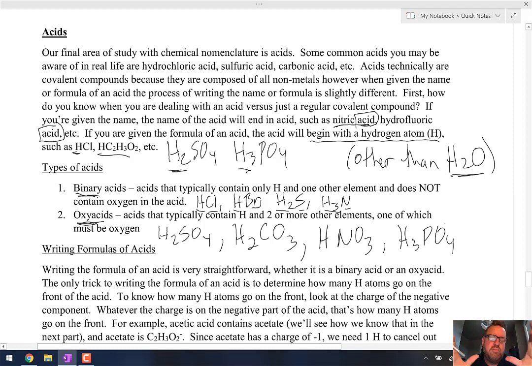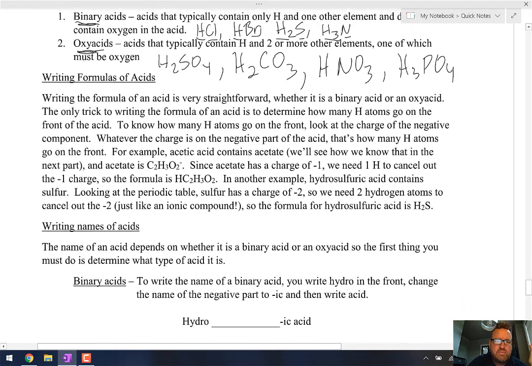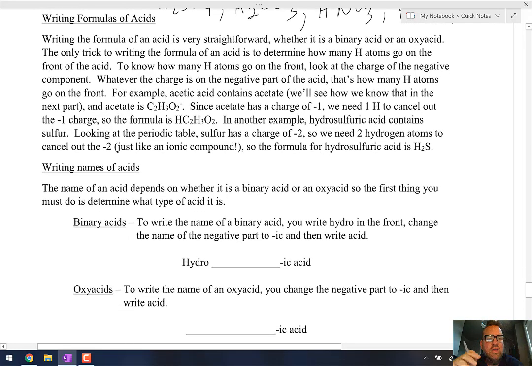Okay, next question. Who cares? Why does it matter if it's binary or oxy? So let's start, first of all, with our binary acids. We're going to start with writing the formulas of these acids. Writing the formula of an acid is pretty straightforward, whether it's binary or oxy.